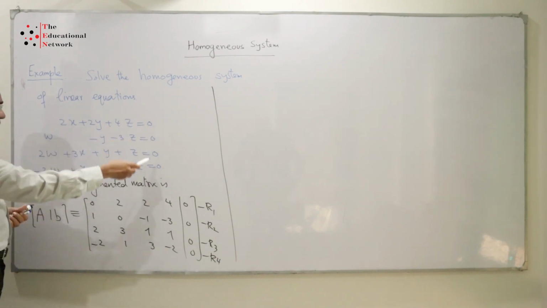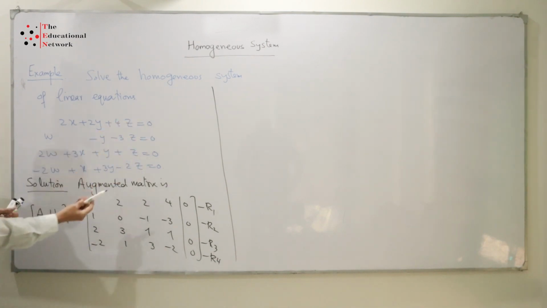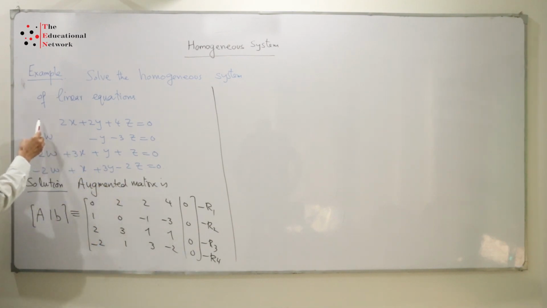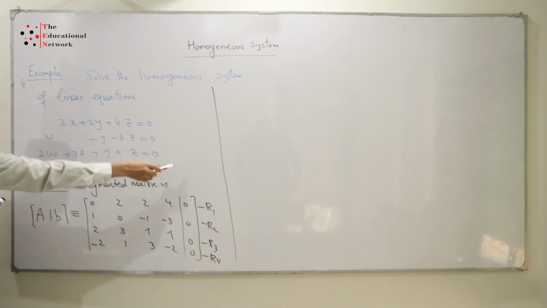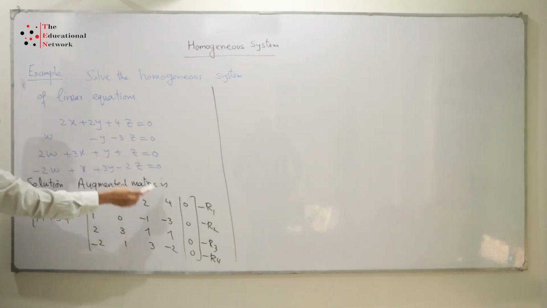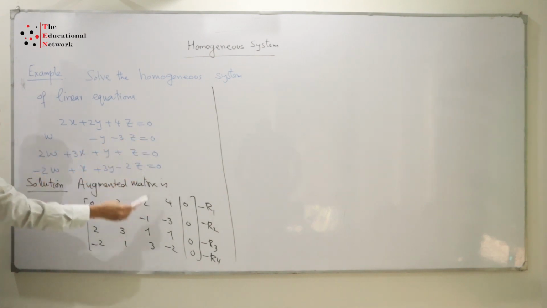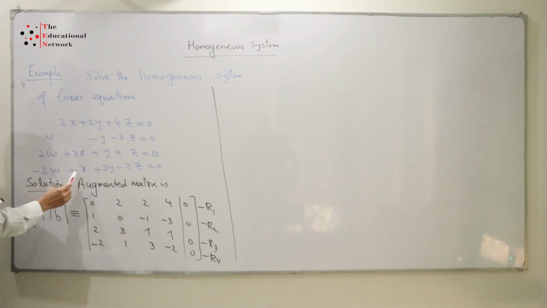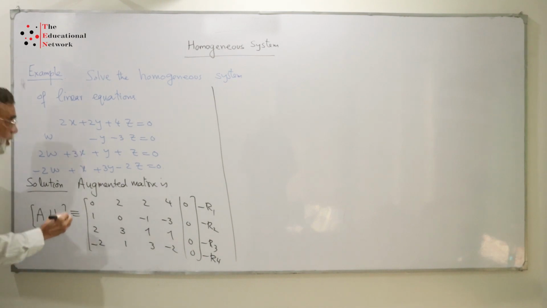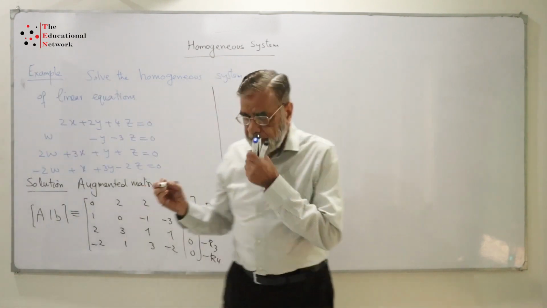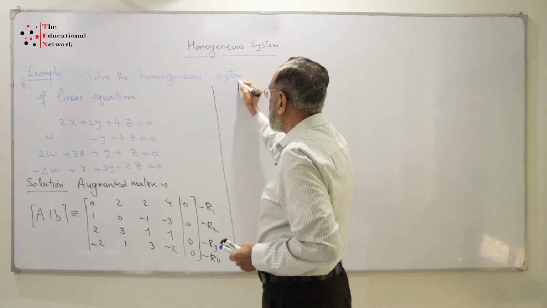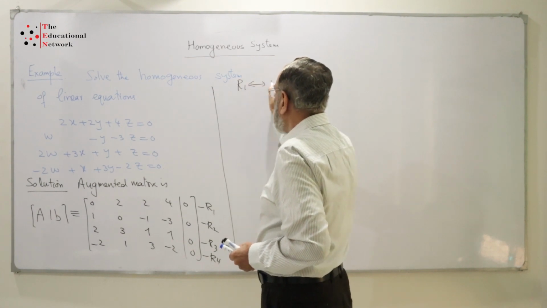So we take an example: we solve this homogeneous system of equations, where the constants are equal to 0. As always, we start the solution with the augmented matrix form. We write the coefficients: 0, 2, 2, 4, and 0; then 1, 0, minus 1, minus 3; then 2, 3, 1, 1; and minus 2, 1, 3, minus 2. We must have the leading entry in the beginning, so we interchange R1 and R2.